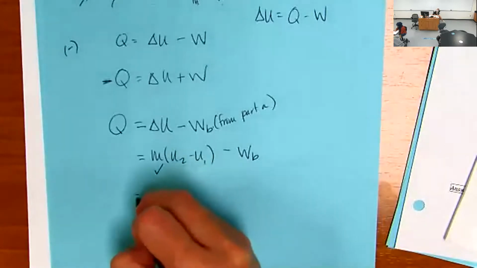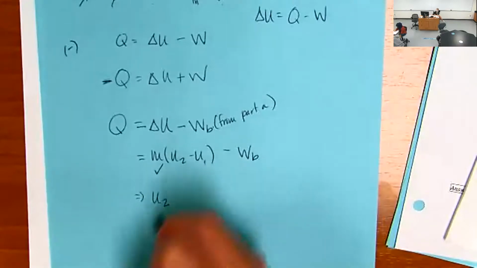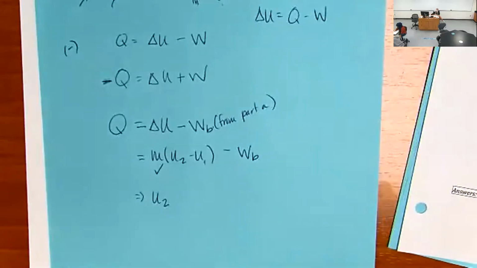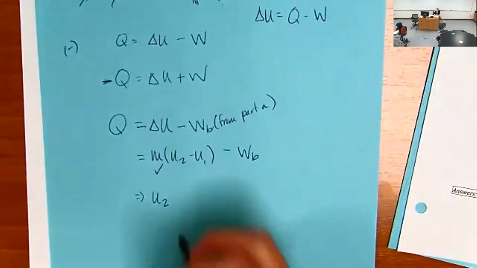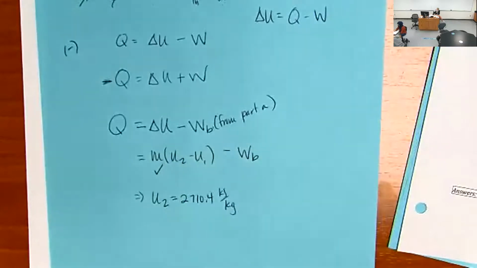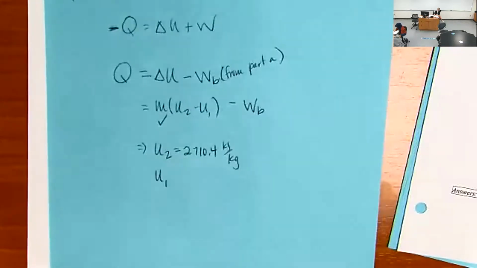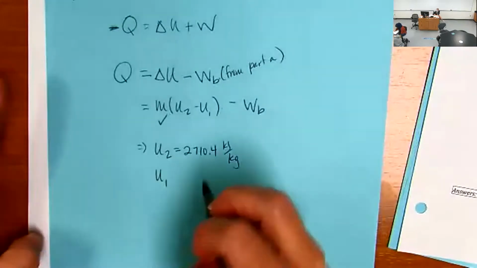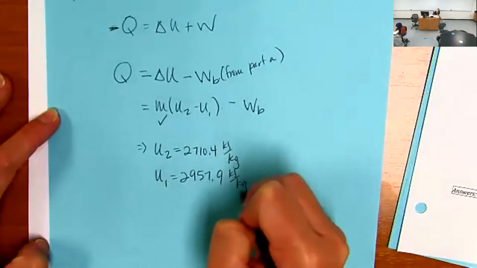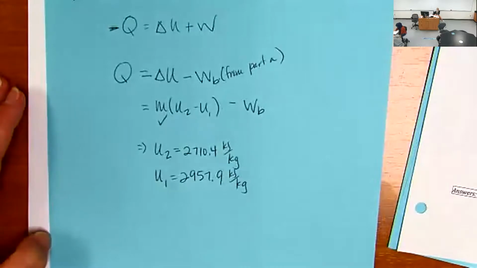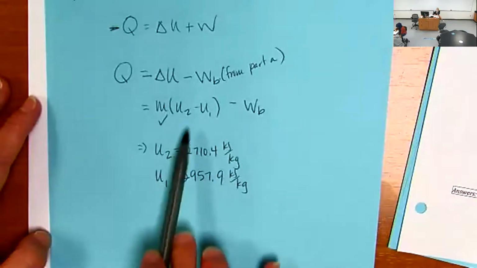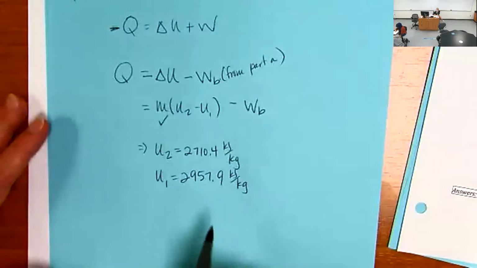So our U2 value is going to be our internal energy at point two, which is 1 megapascal and 250 degrees Celsius, which gives us 2,710.4 kilojoules per kilogram. And then U1 is going to be at 400 degrees Celsius and 1 megapascal. So this is 2,957.9 kilojoules per kilogram. As you can see here, we have 2,700 minus 2,900. This delta U value here is already going to be negative.